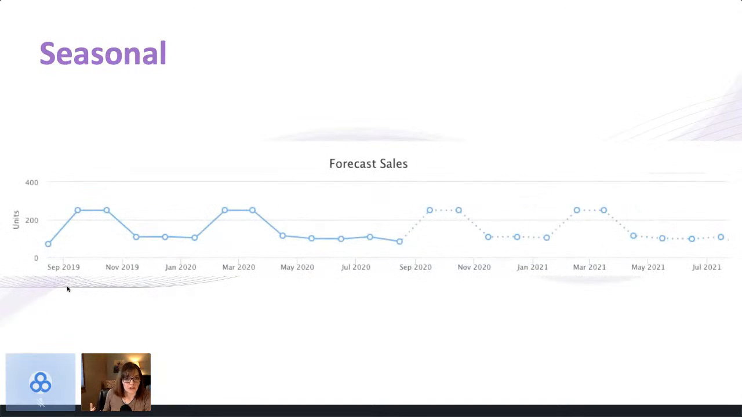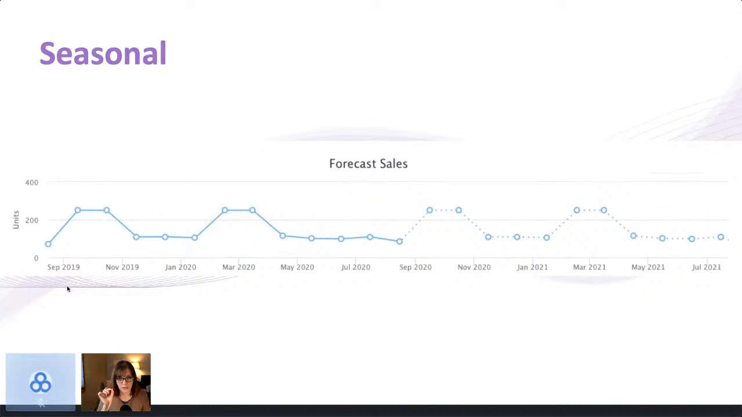Then if we have seasonal items, there's a couple parts of this. One, we want to get the general trend line. So you can see in the fall and in the spring, we have spikes on this product. That means in the future, we're going to have spikes in the fall and in the spring. There could be calendar related things. Maybe it's starting school and school year ends, or something related to the weather. So we want to echo that same pattern that we're seeing.